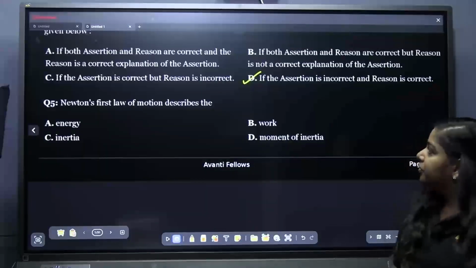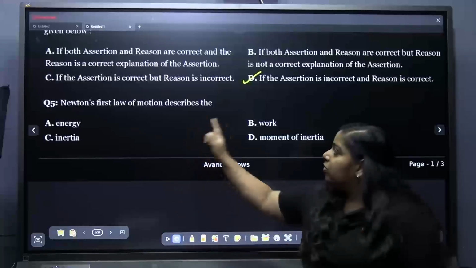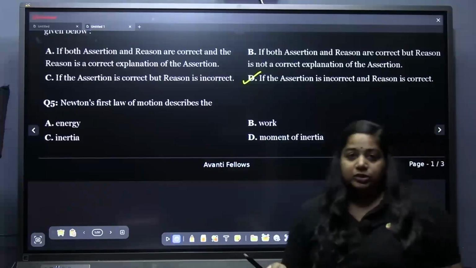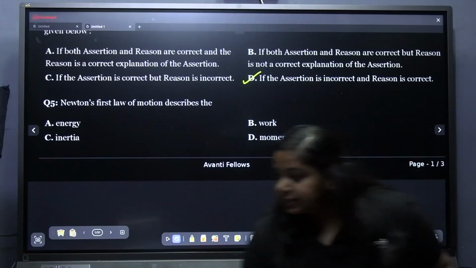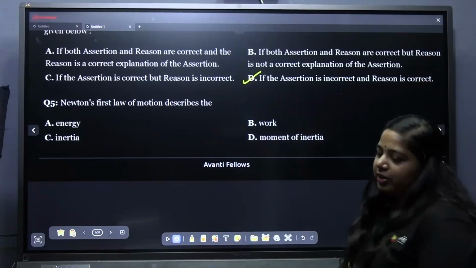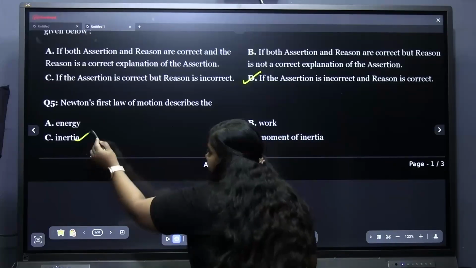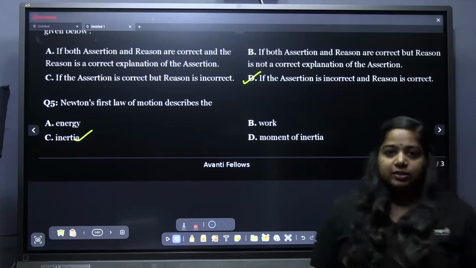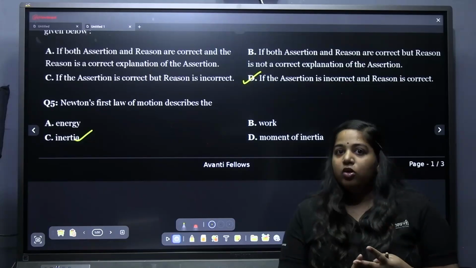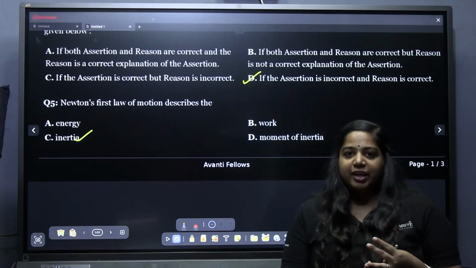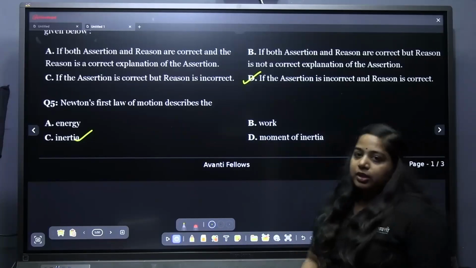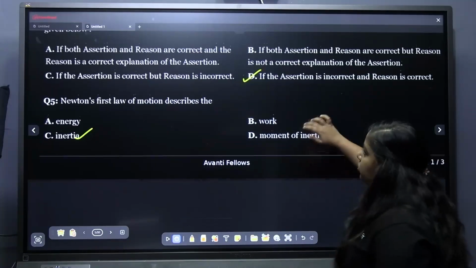Now let's see the fifth question. What does the first law of Newton's motion describe? Inertia. Very good. The answer is inertia. In Newton's laws, the first law describes inertia, the second law describes force, and the third law describes action and reaction. So the answer is inertia. Very good to those who answered.